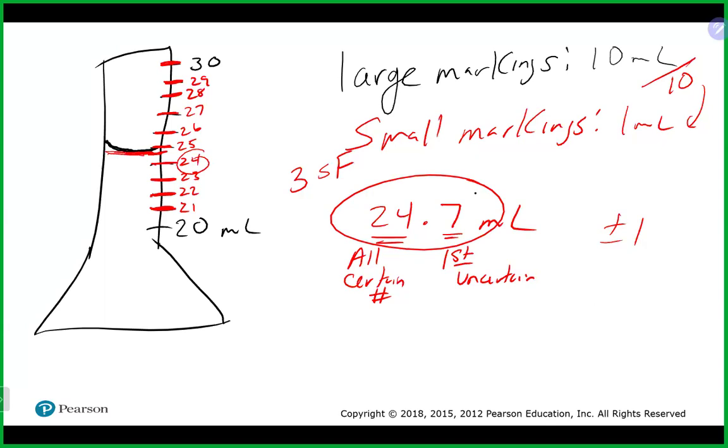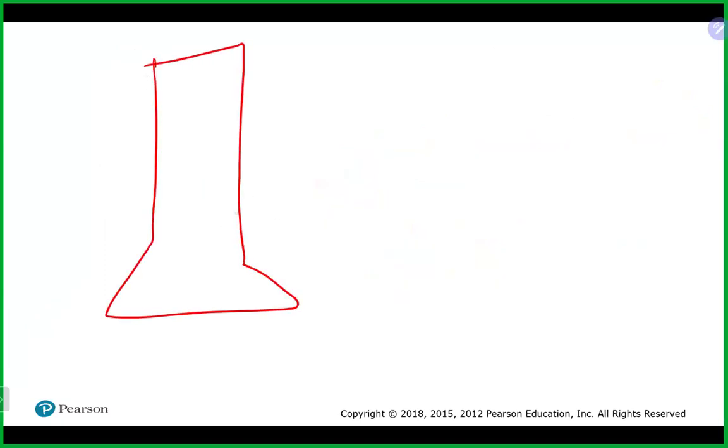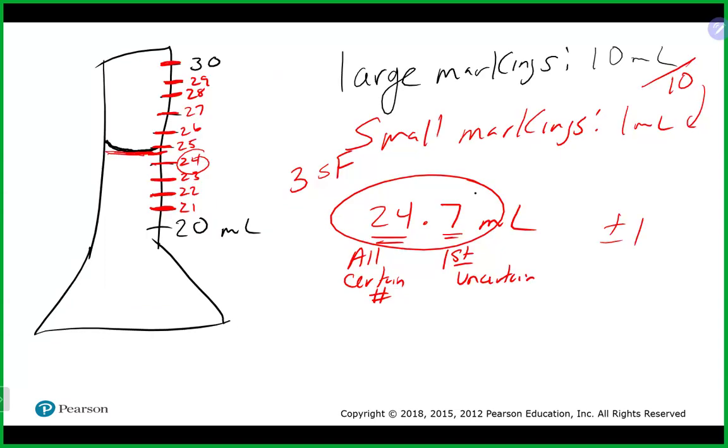Now, it's really important to look at the scale because, for example, if you had, and we'll put it right about there. All right, so we take a look at this one. Yeah, that's why it's the uncertain part of it.